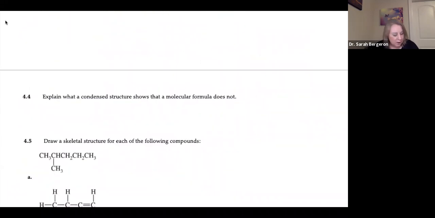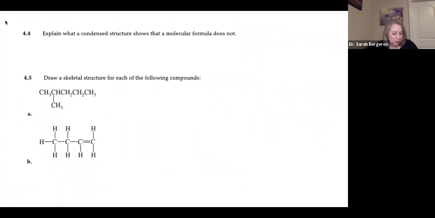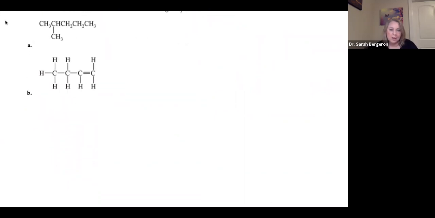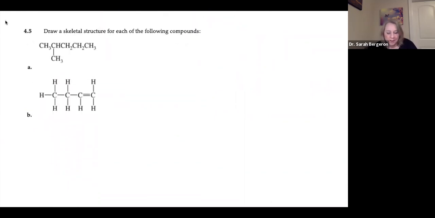Let's see. Draw a skeletal structure for each of the following compounds. And look how much room I gave y'all. Isn't that so nice? Okay, a skeletal structure. Remember when we talk about skeleton, this is the bare bones. So only carbon-carbon bonds and carbon, anything other than hydrogen bonds, right?